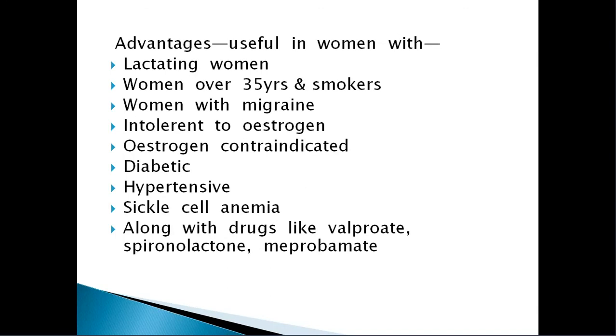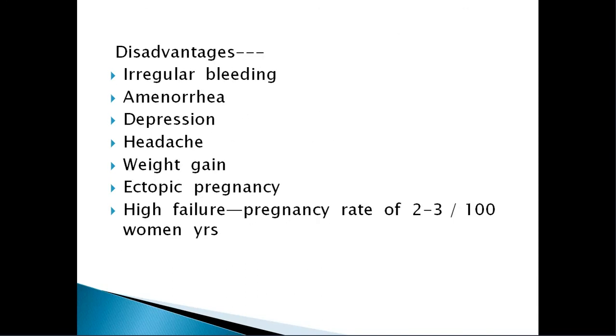Then women over 35 years, because over 35 multiple problems like hypertension, diabetes, carbohydrate intolerance, etc. will be there. Then smokers, where vasoconstriction and atherosclerosis are present, all this will be magnified by the combined pills. So progesterone only pills can be used in these people. Then women with migraine, women who are intolerant to estrogen, where estrogen is contraindicated, in diabetics, in hypertensive patients, in sickle cell anemia patients, and patients using other medication I told you.